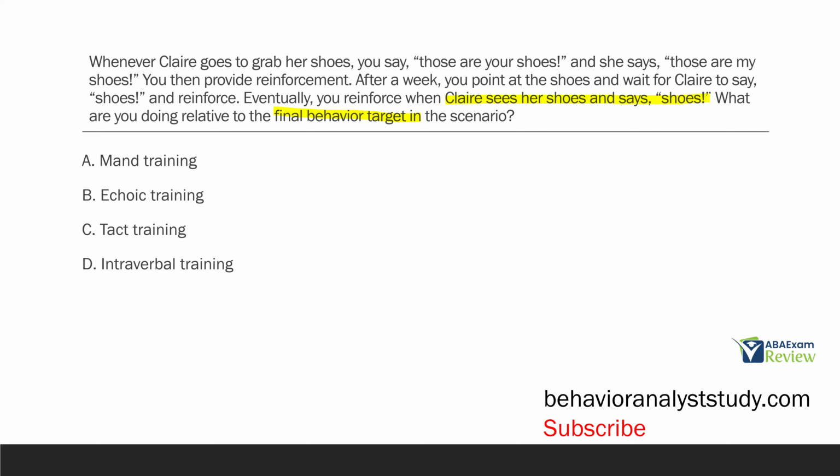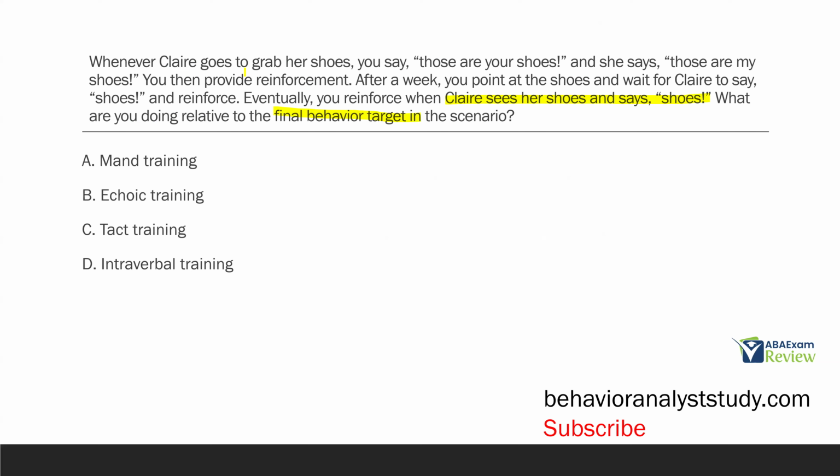Well, let's think about what kind of verbal behavior or verbal operant that represents. If you see a nonverbal stimulus, if your behavior is evoked by a nonverbal stimulus, and you label that stimulus, what do we call that? We call that a tact. So if we're trying to get Claire to tact her shoes, well, what are we trying to accomplish? Are we trying to accomplish a mand training?